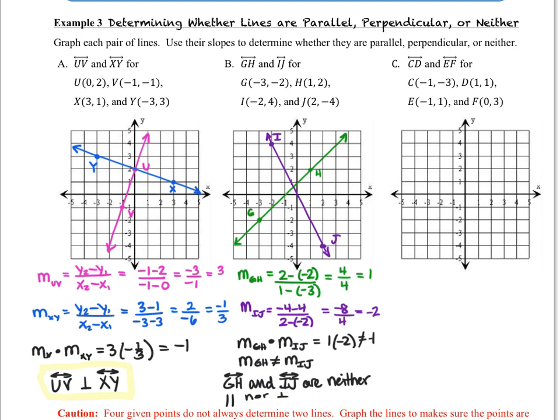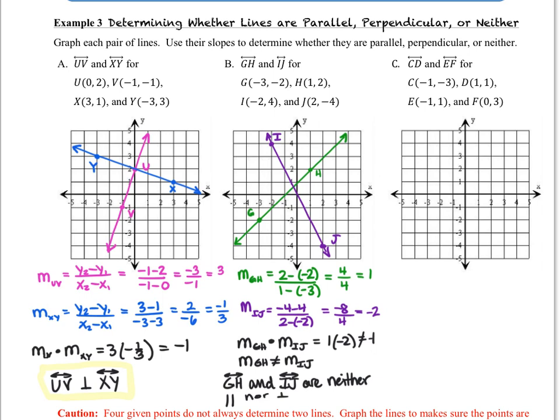Once again, if we find slopes that are equal to each other, the lines are parallel. If when we multiply the slopes together, we end up with a product of -1, those lines are perpendicular. I'm sorry, I misspoke earlier. Let's go ahead and work on question C.